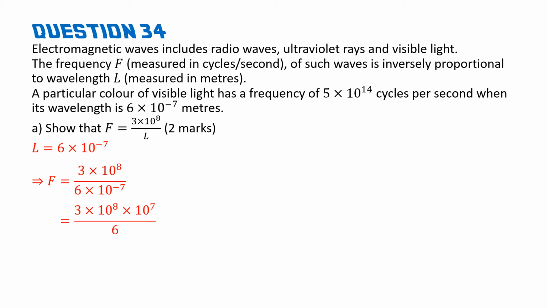all over 6. Again, another index law, 10 to the power of 8 times 10 to the power of 7. We have a common base, they're both 10s, so I can just add my powers. So I can go 10 to the 8 plus 7, 8 plus 7 is 15, so that's just going to be 10 to the power of 15. What we're left with then is 3 over 6. Well, that's a half. That's going to simplify down to 0.5. So what we have there is 0.5 times 10 to the power of 15.